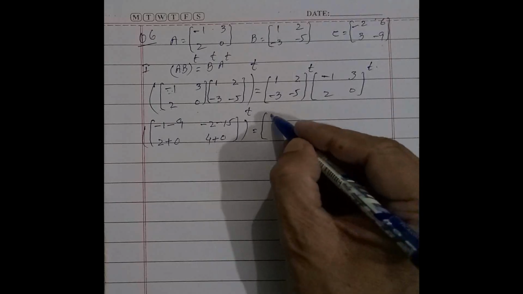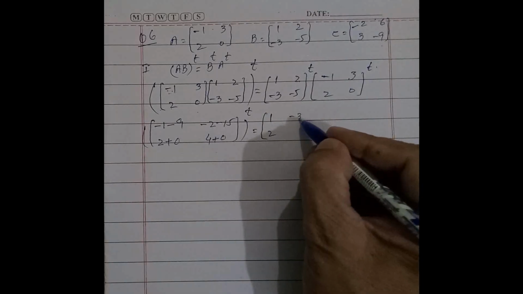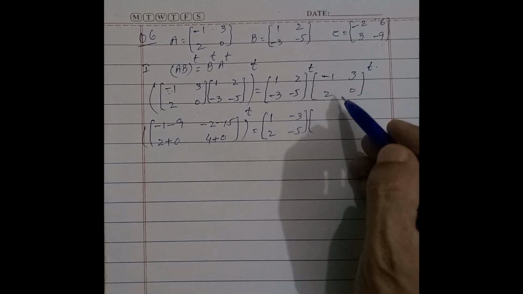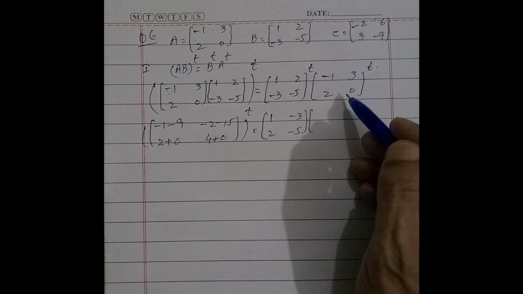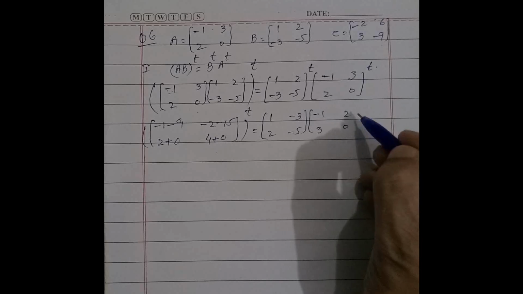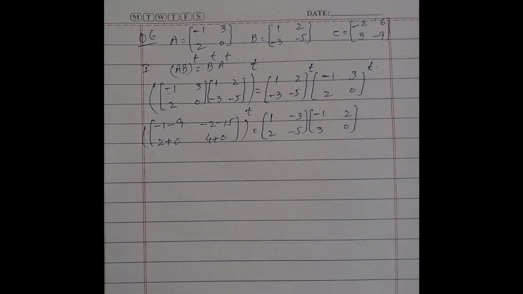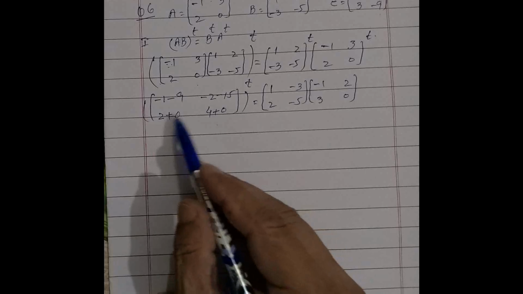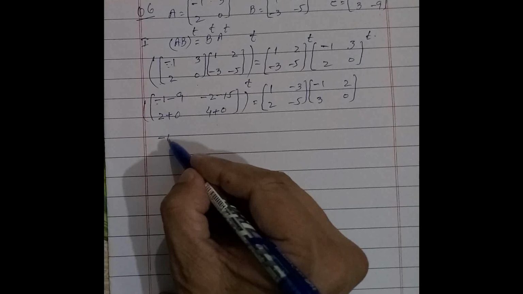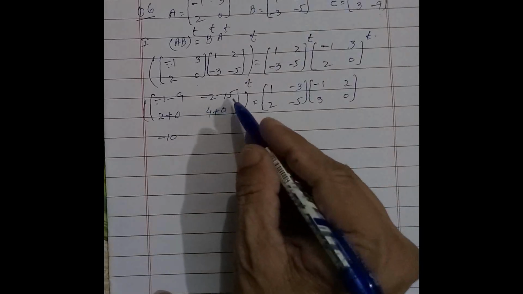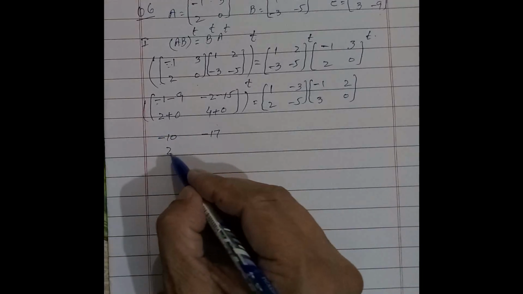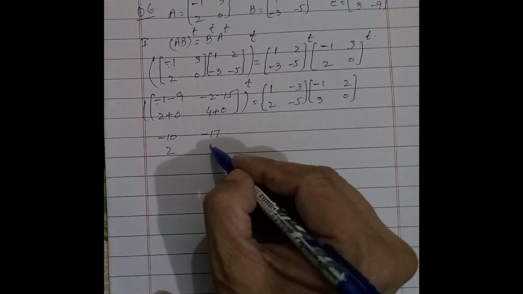So we change them: 1, 2, minus 3, minus 5, and take the transpose of A, which is minus 1, 3, 2 and 0. Now we simplify these values. We get minus 1 minus 9 is equal to minus 10, minus 2 minus 15 is equal to minus 17, 2 plus 0 is equal to 2, 4 plus 0 is equal to 4.